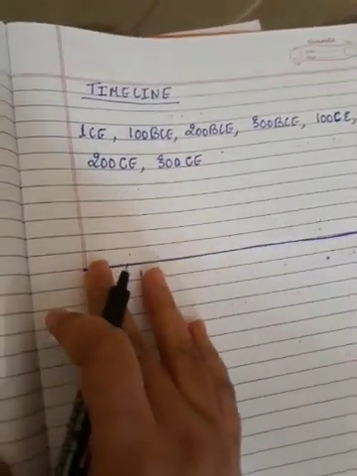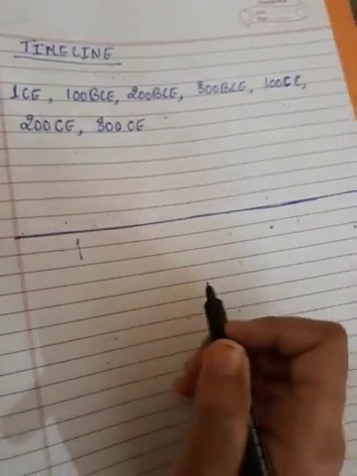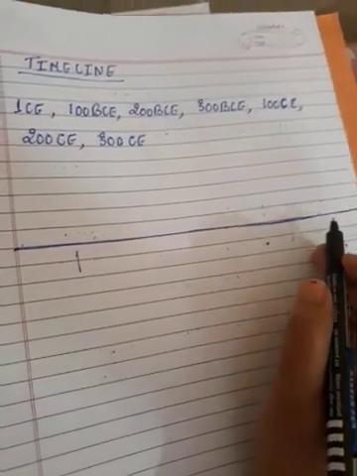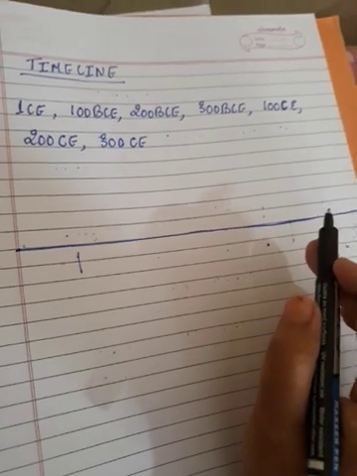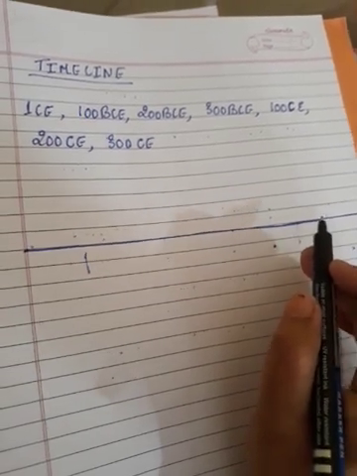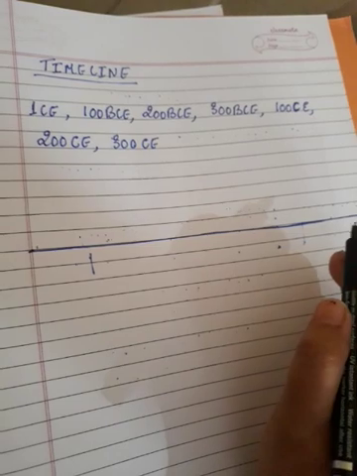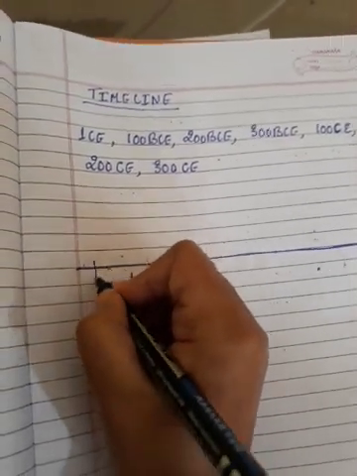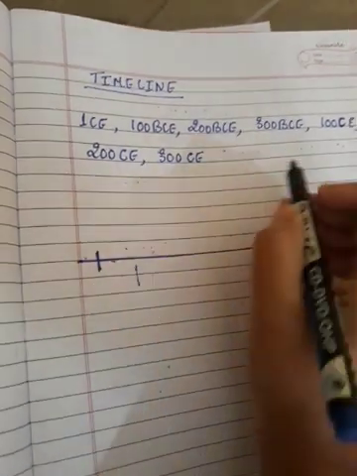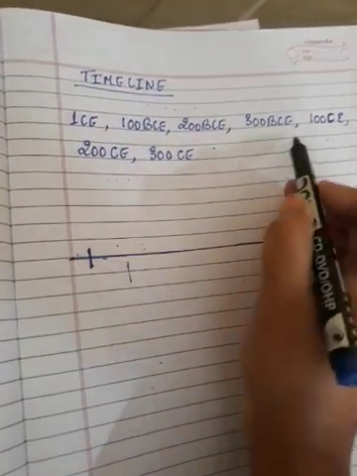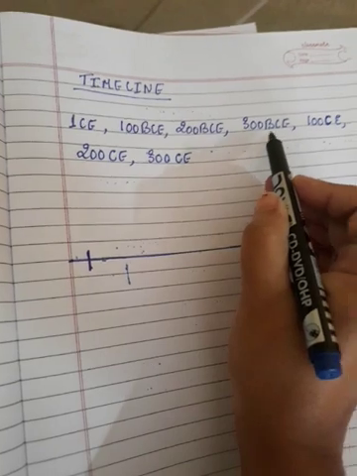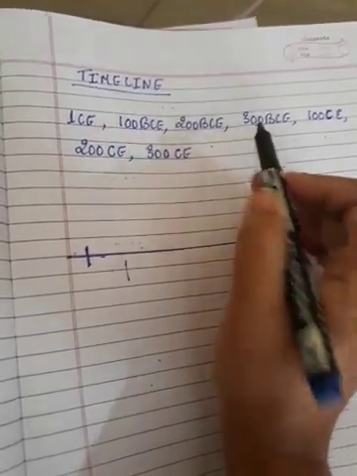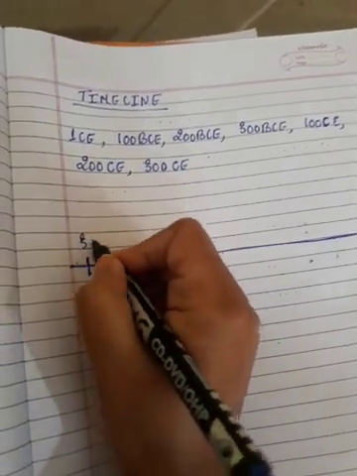So whenever they ask you to draw a timeline, first you have to make a straight line. And always make sure that while drawing a timeline you use a pencil, not any sketch pen, nothing. You have to use only a pencil. Okay, so see here, first you have to start with which, BCE or CE? You have to start with BCE, before common era, because it starts from backward.